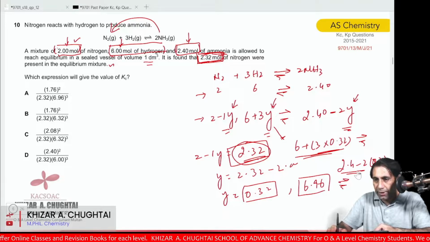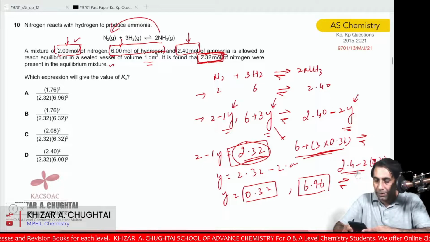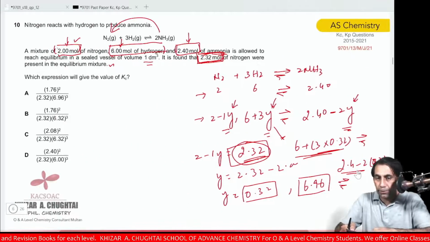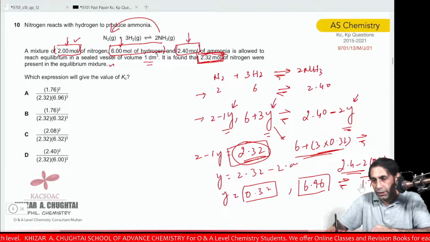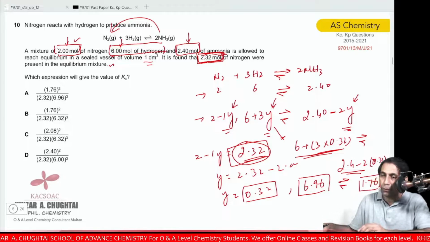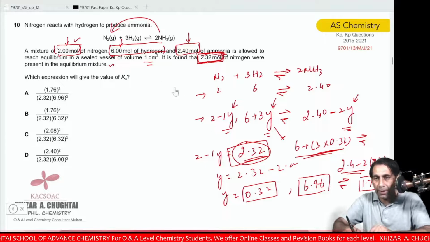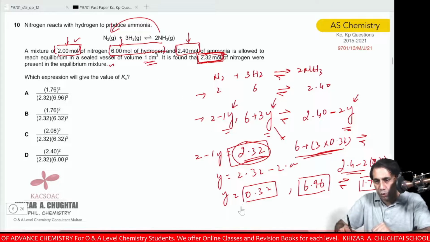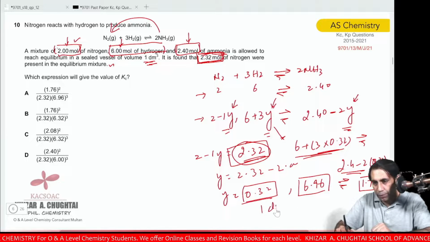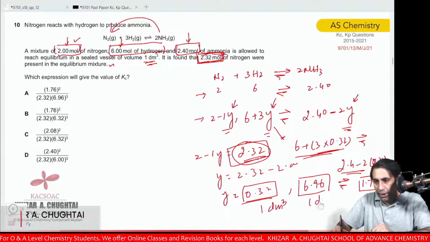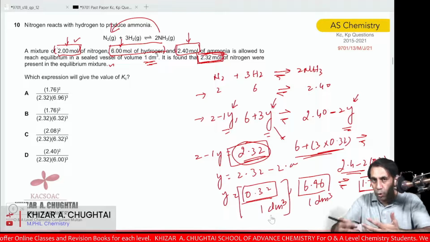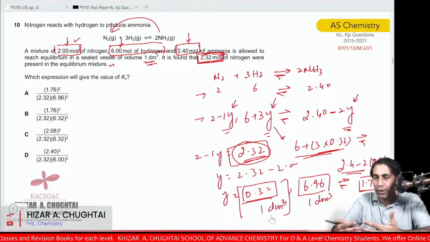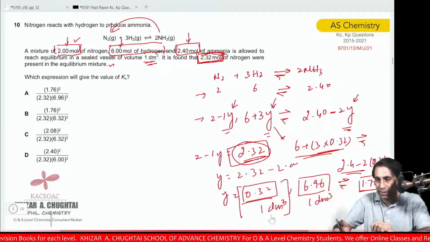And finally, the mole of ammonia at the stage of dynamic equilibrium will be 1.76. So these are the number of moles at the stage of dynamic equilibrium. As the total volume is equal to 1 dm cube, so divide by 1 dm cube. Now, this answer is in mole per dm cube. We have changed mole into mole per dm cube, in concentration.